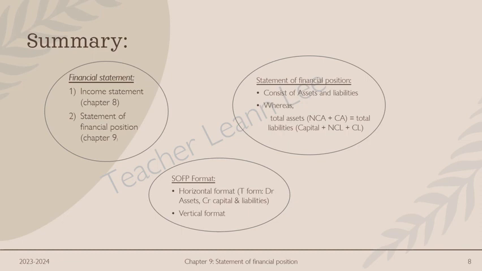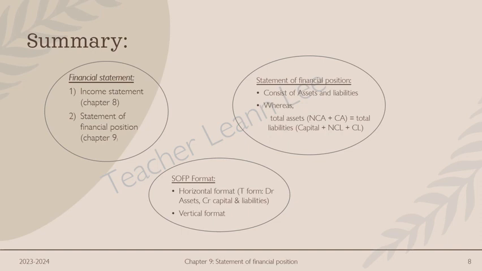Okay, summary of the whole chapter, in which we cover the statement of financial position. Financial statements consist of two types: one is the income statement, the other is the SOFP. The income statement is to see how well your company generates profit or makes a loss for the year. Our basis is 12 months, so for more than 12 months you need to minus, and for less than 12 months you need to top up.